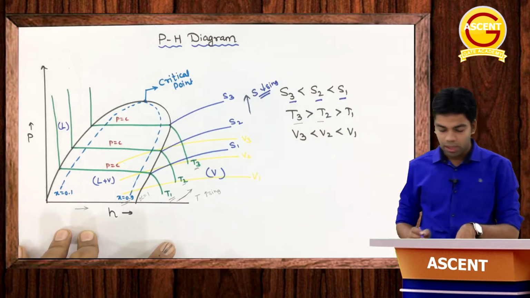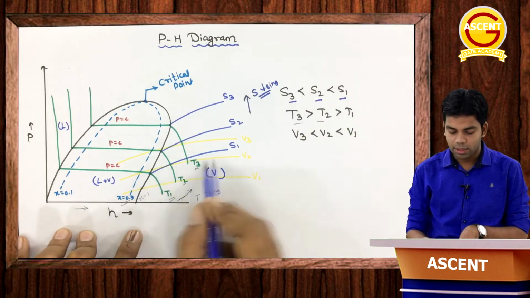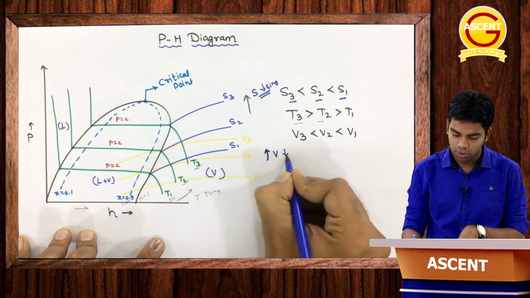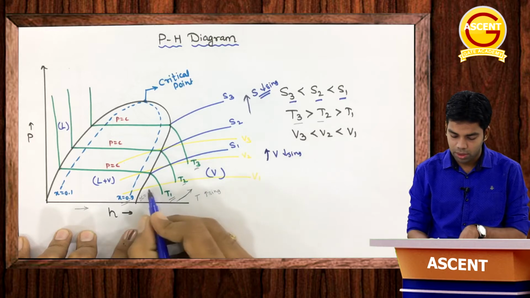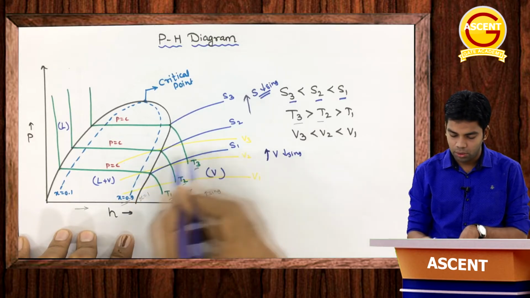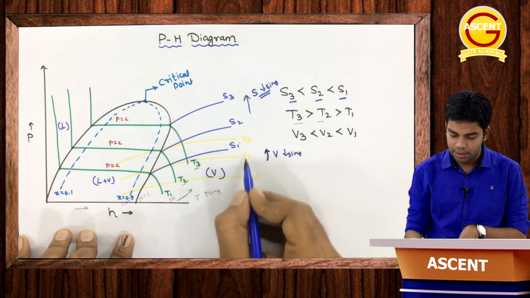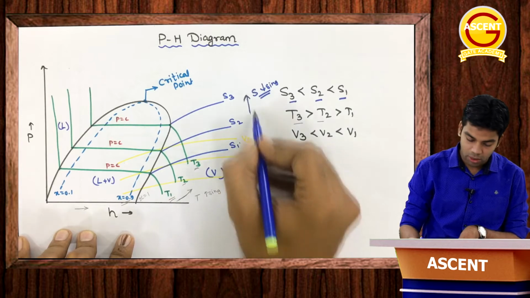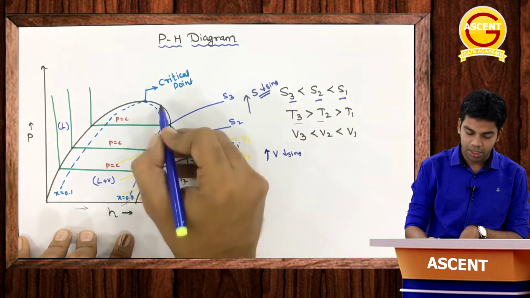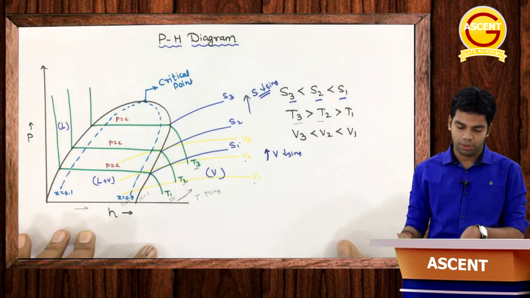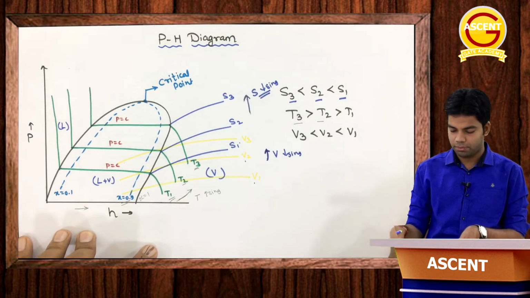Clear or not? Okay, similarly volume is also decreasing in this direction. As we are moving upwards this volume is also decreasing. Okay, here you can see constant volume lines in yellow, V1, V2 and V3, such that V3 is less than V2 is less than V1. In this direction volume will decrease, entropy will decrease in this direction, but pressure and temperature are increasing in this direction. Getting this? And this is the critical point. pH diagram. Clear or not?